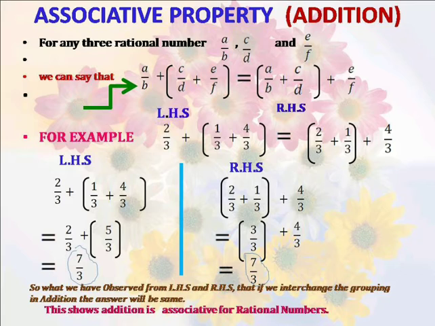A by B, C by D and E by F are 3 rational numbers over here. So in LHS, C by D and E by F are added first or grouped first, then the answer is added to A by B. Whereas in RHS, A by B plus C by D are grouped together and then the answer is added to E by F. Now closely see their answers. Both are same. It shows that addition is associative for rational numbers.